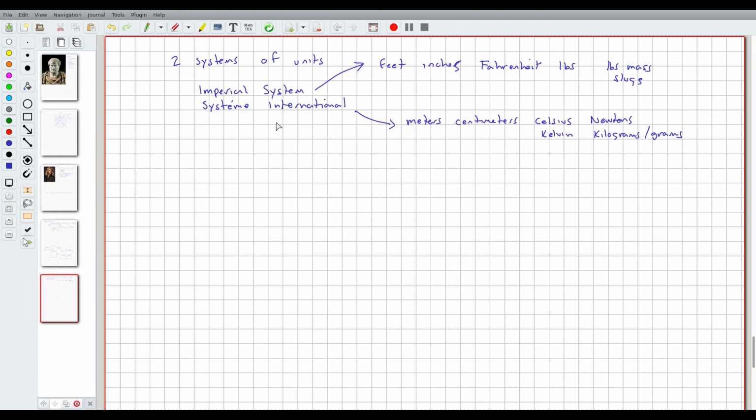System International, which is also abbreviated as the SI system or the metric system, is the preferred system of units that you see used. We're going to talk about why that is here in a moment. Suffice to say that you might have two systems of units, but you have three basic types of units.